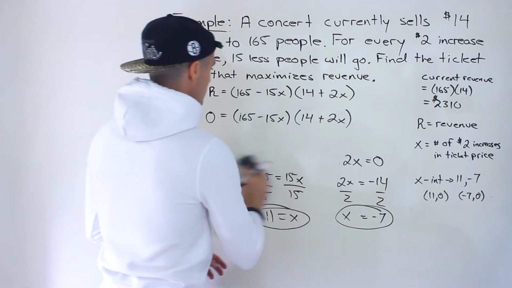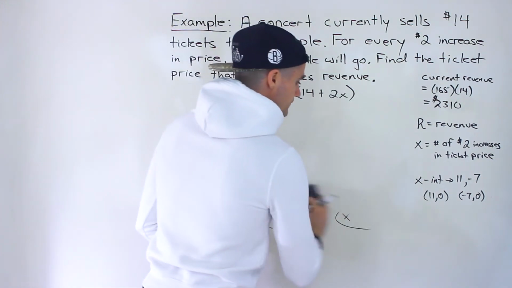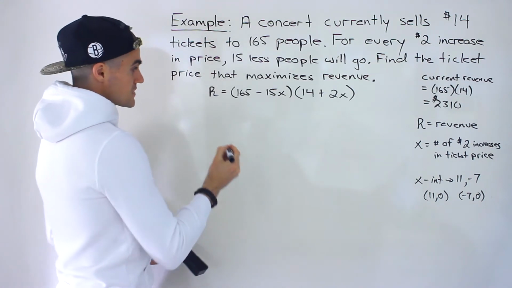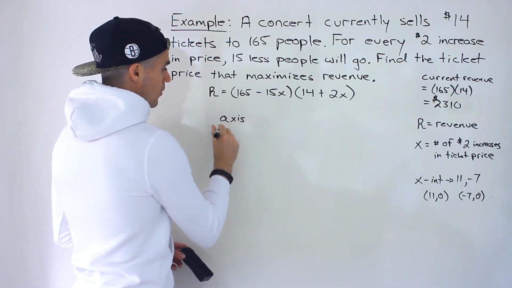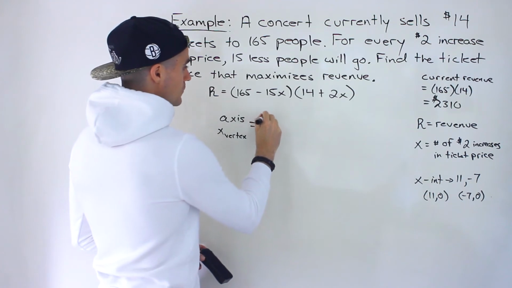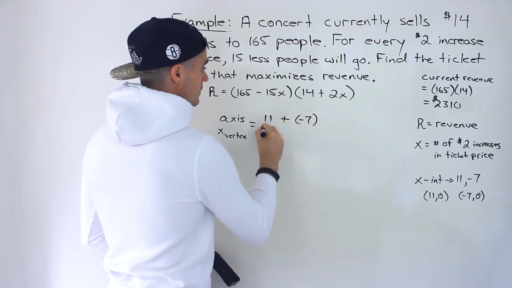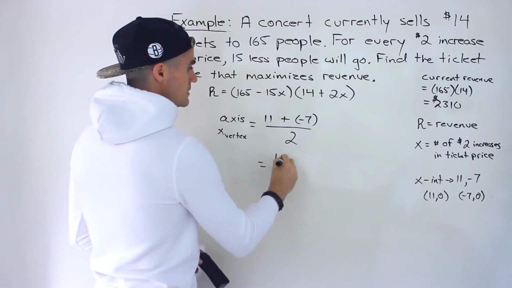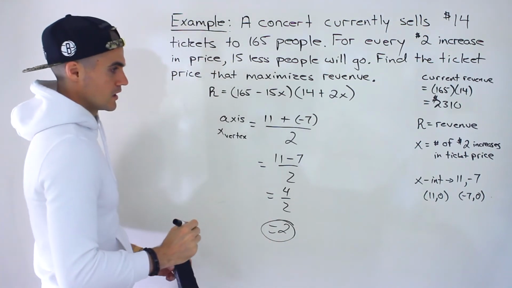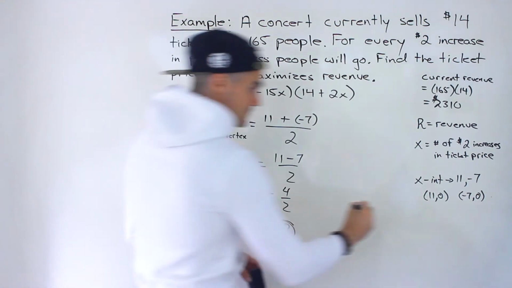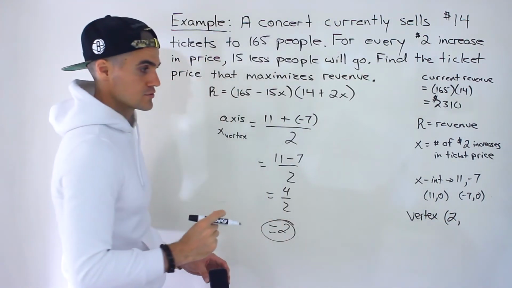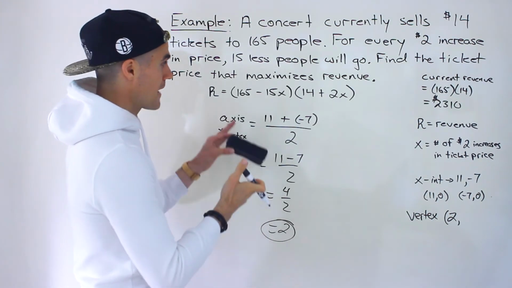And because we have the intercepts, now what we can do is we can find out what the axis of symmetry is going to be, or the x value of the vertex. And so what we can do is we can add both of them up, 11 plus -7 divided by 2, which would be 11 minus 7 divided by 2, which would be 4 over 2, which would give us 2. So the x value of the vertex would be 2. So at that x value, we're going to get a maximum revenue.